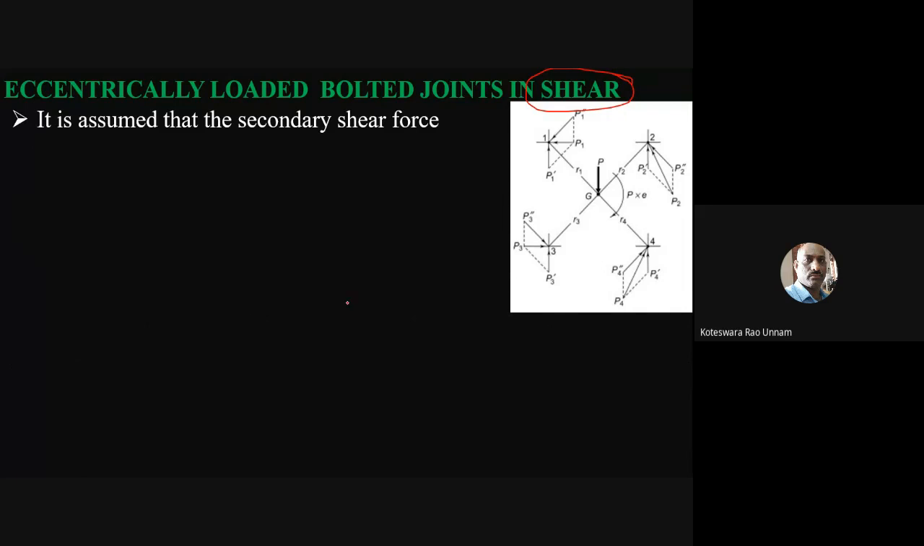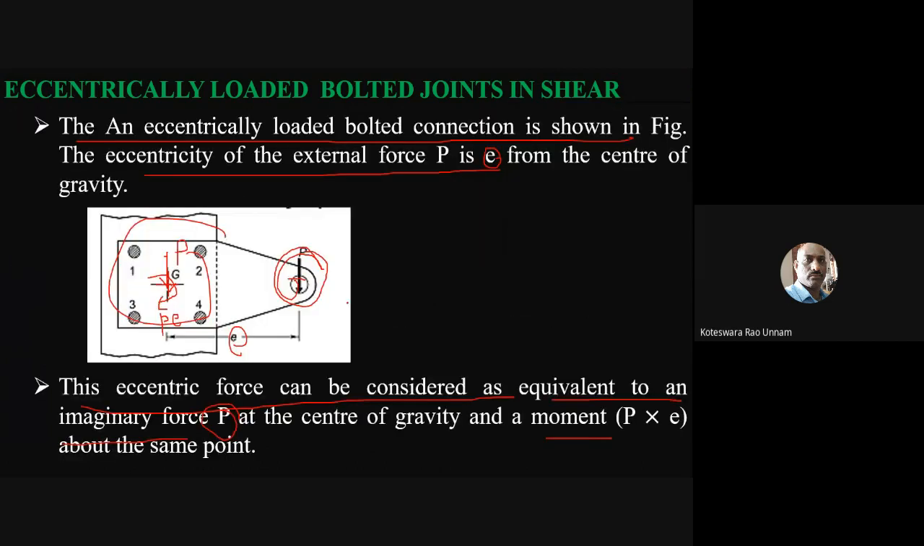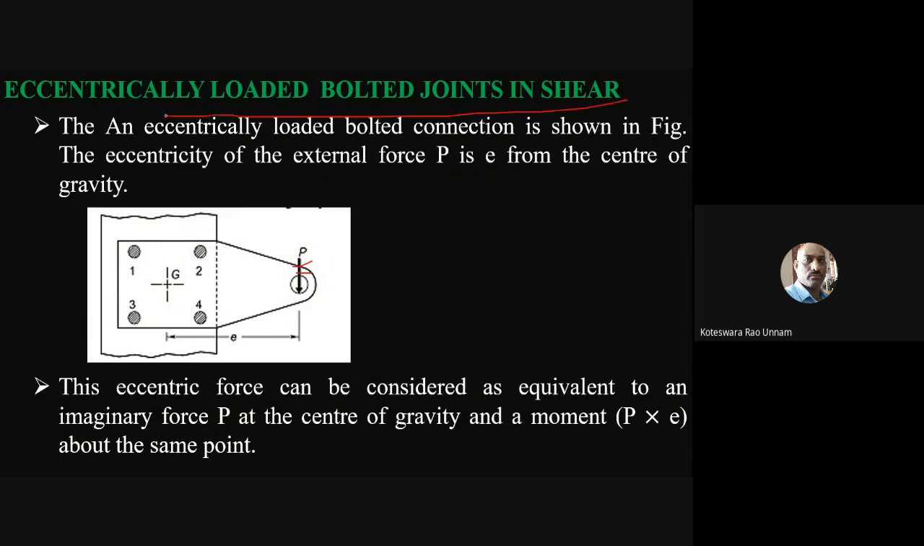So for this, you first have to identify the effect of the eccentric load, whether it is creating a twisting moment or a bending moment. If it is creating a twisting moment, we call it an eccentric load on the bolted joint creating shear stress. If it is a bending moment, then that is a different case, which we'll discuss later.